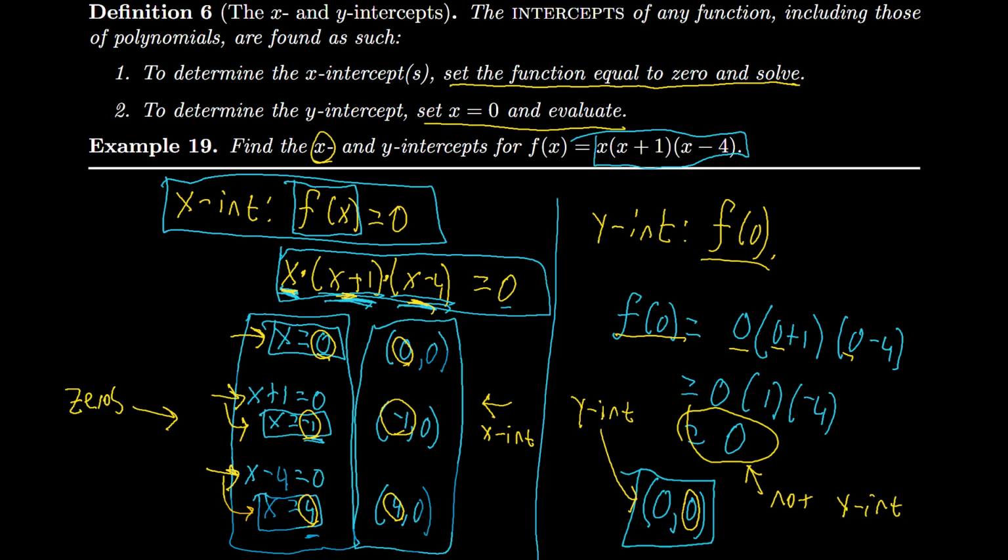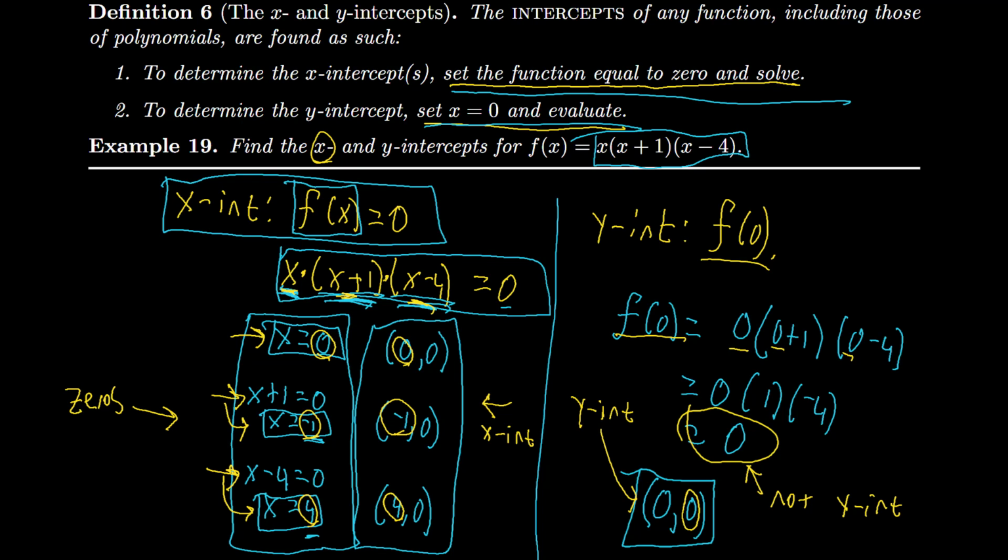For anything, and I'm going to say it again because it's worth saying again, to get the x-intercept of literally any function, including polynomials, you set it equal to 0 and solve. To determine the y-intercept, you plug in 0. To get the x-intercept, you set the function equal to 0 and solve. To get the y-intercept, you set x equal to 0 and evaluate. That is, you plug in x equals 0 to get the y-intercept.